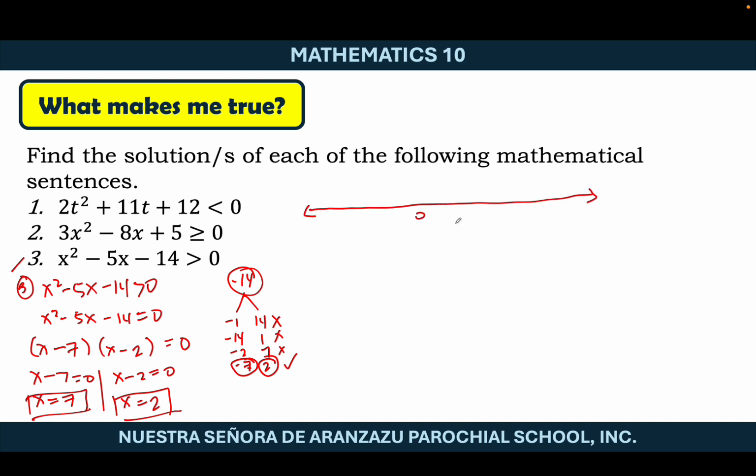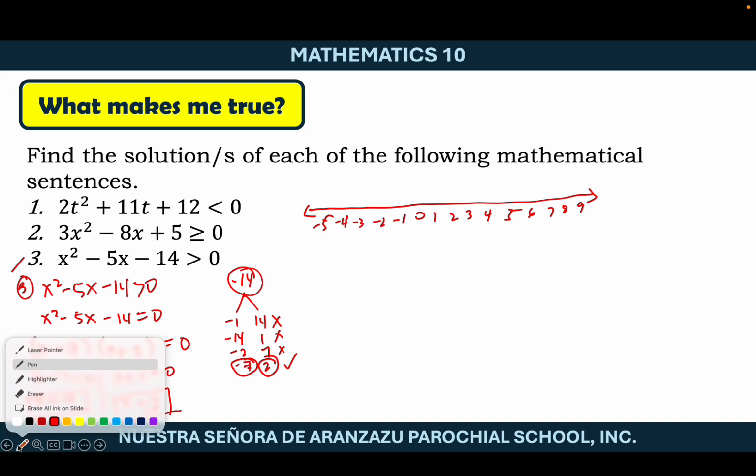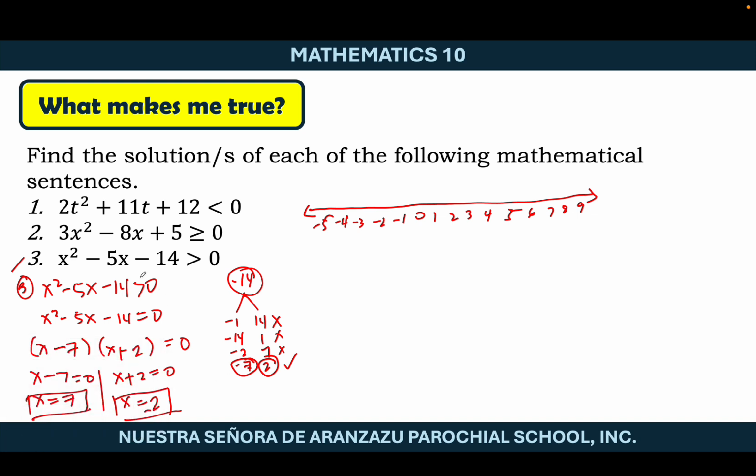Okay, so we have 0. It should be negative 2 pala. Okay, so negative 2 to. Ayan. So 0, 1, 2, 3, 4, 5, 6, 7, 8, 9. Negative 1, negative 2, negative 3, negative 4, negative 5. So let us locate. Now, so number 3, ang ginamit na symbol is greater than. So ibig sabihin, unshaded circle yung gagamitin natin. Tama ba? So we have here negative 2, unshaded, and 7, unshaded.